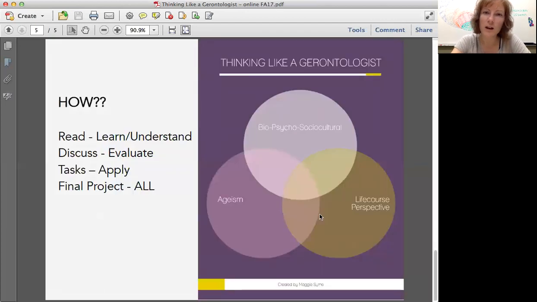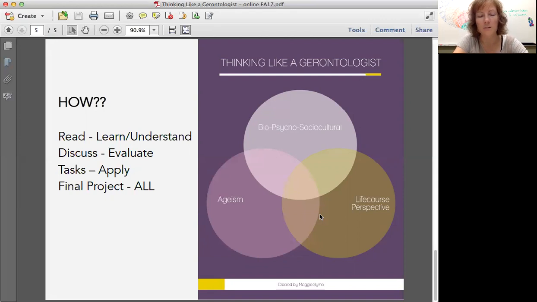So now we've talked over all of these different spheres that you're going to use. In order to think like a gerontologist, for every aging issue that we come up against, we're going to talk about the biopsychosociocultural aspects of that. We're going to talk about the life course perspective and what kinds of things across a life course have brought people to these experiences. And we're also going to talk about the ageism message in this topic and how to unpack that and find the real truth of it.